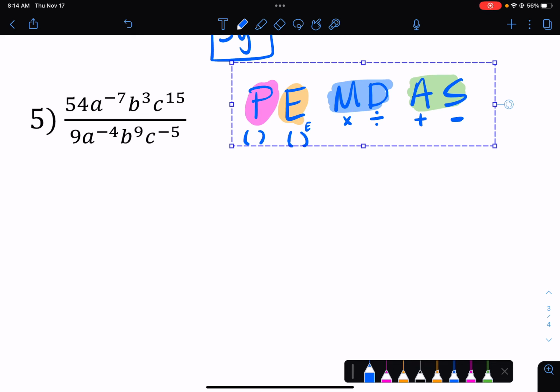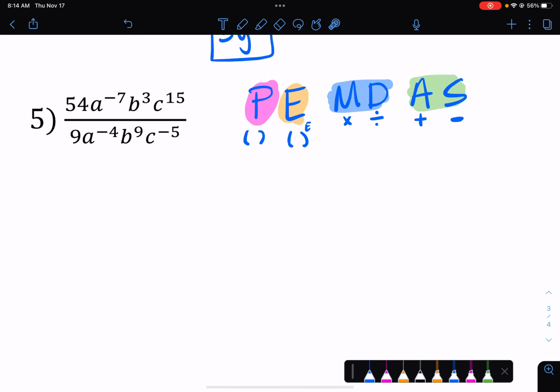All right, question number 5. So what do we got to do? We follow these rules right here. PEMDAS. All right, so do I have any parentheses? I don't see any parentheses.